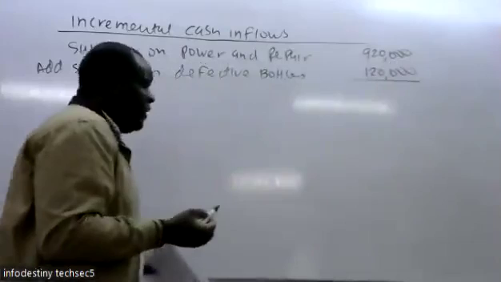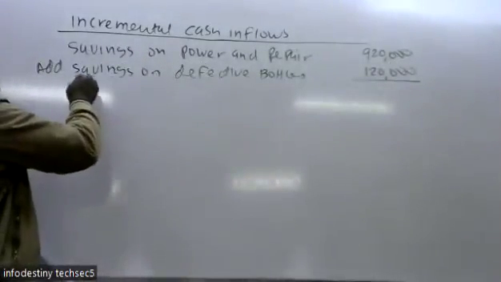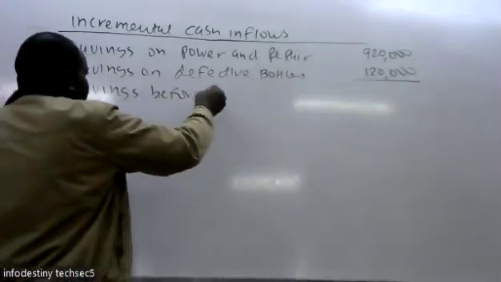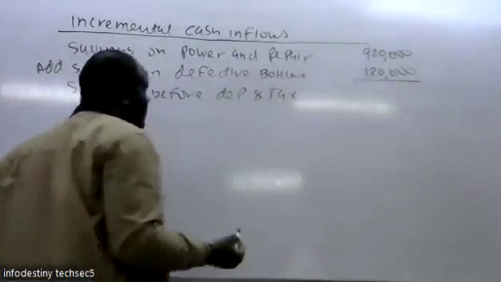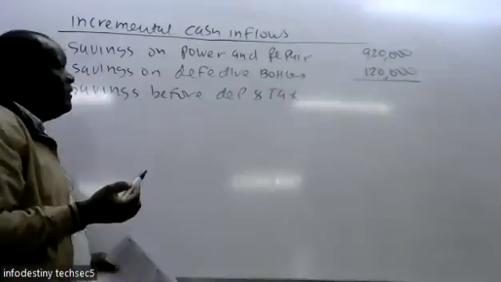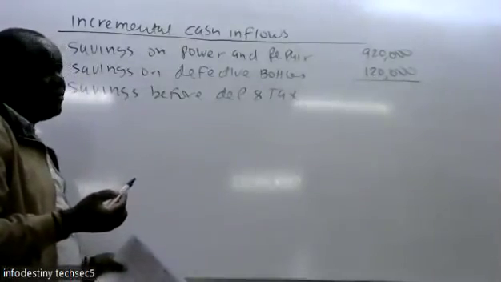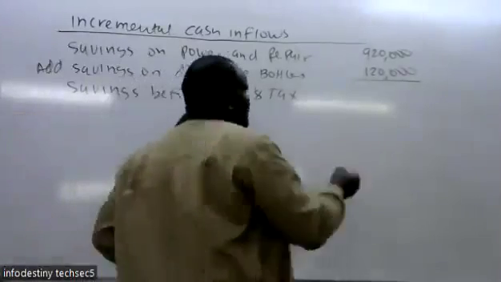So that we get the savings before depreciation and the tax. So 920 plus 120 is 1040.